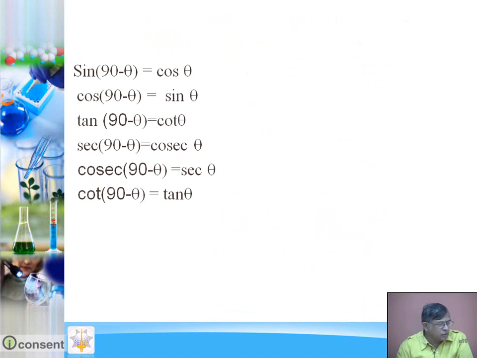Let us note these above results. Sin of 90 minus theta is equal to cos theta. Cos of 90 minus theta is equal to sin theta, etc.